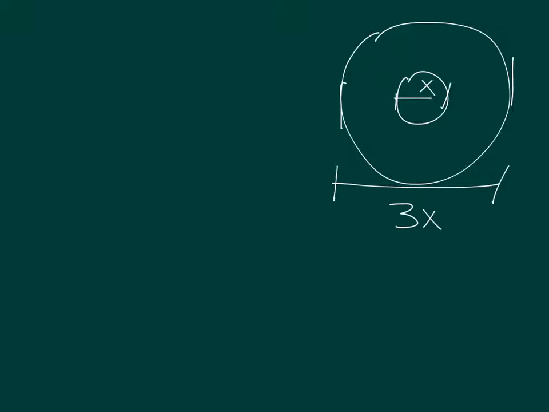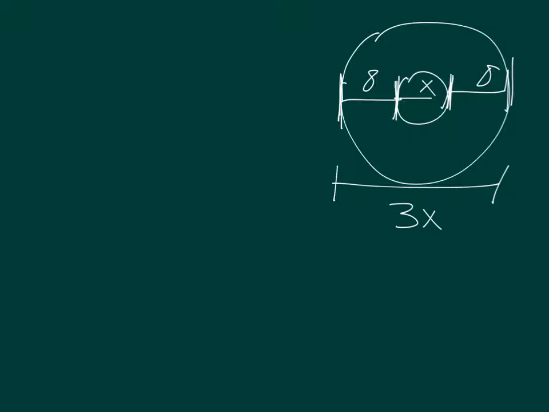Then it says the lengths of the walkways are 8 feet long. What is the diameter of the inner circle? So the walkways are right here, from here to here. And they're saying that this is 8 and that this one is also 8. So now what we need to do is set up our equation and then solve for it.